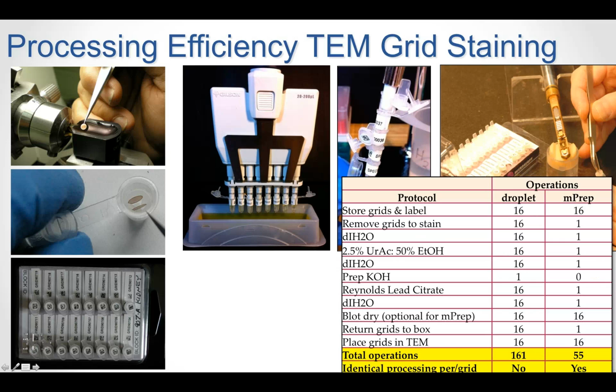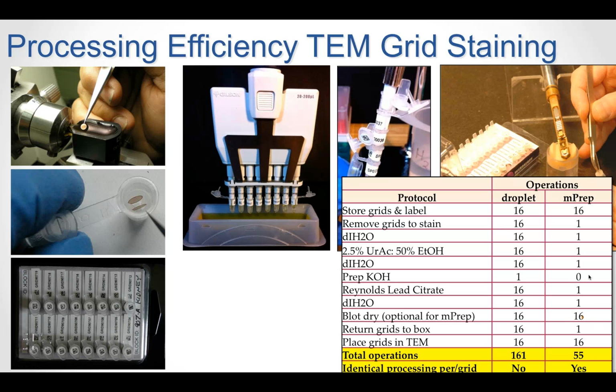Because the grids are safely encapsulated and held within the capsules, the amount of attention that is required to move a grid from one stain to the other is pretty minimal compared to the amount of attention that's required to pick up a grid with forceps and put it from one droplet to another. And of course, all the staining times are identical with the mPrep processing, which of course they are not with droplet staining. We also cut out one step. We don't need to use potassium or sodium hydroxide because the capsules are sealed.